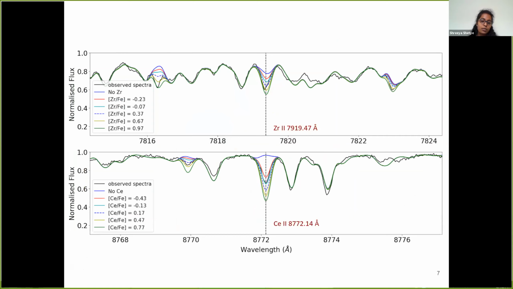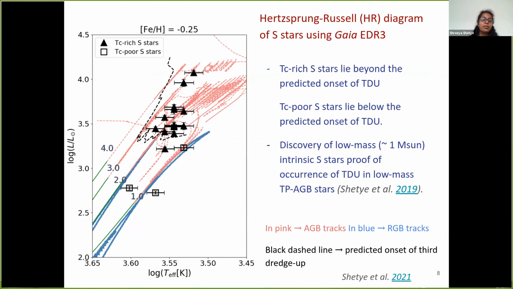So here is an example of zirconium lines and cerium lines. You can see the agreement of the observed spectrum in black is very remarkable with the synthetic spectrum of different abundances of zirconium or cerium. So we can definitely use this methodology to derive the accurate parameters, and not just that, but also to derive the S process abundances of these S stars and then compare them with AGB nucleosynthesis predictions. So I will get now to the results of our study.